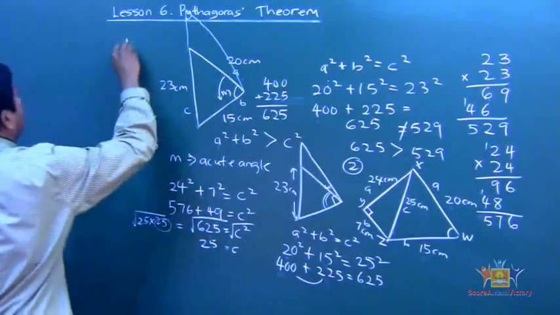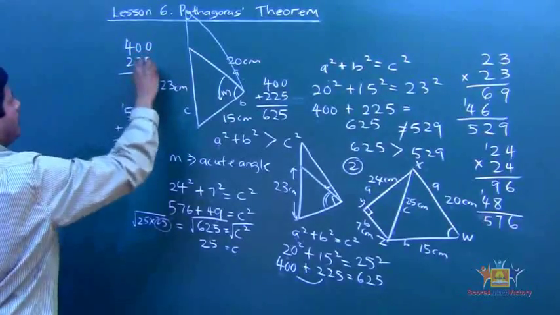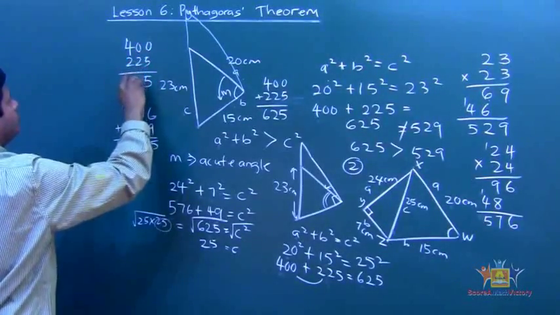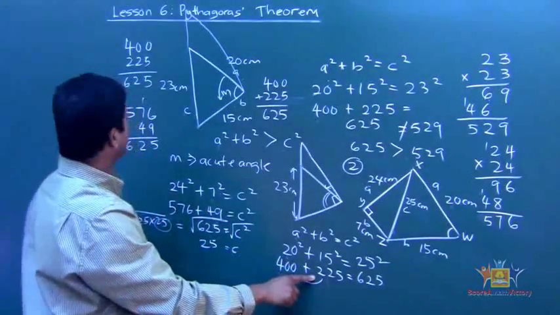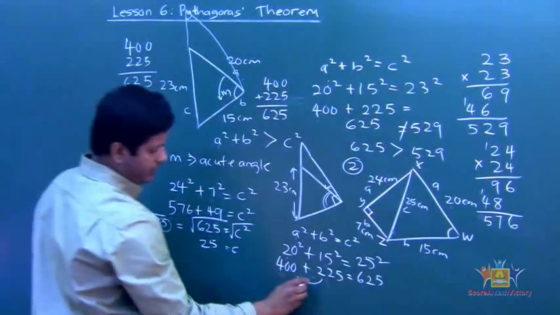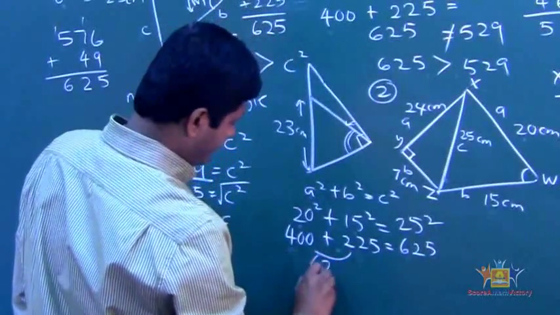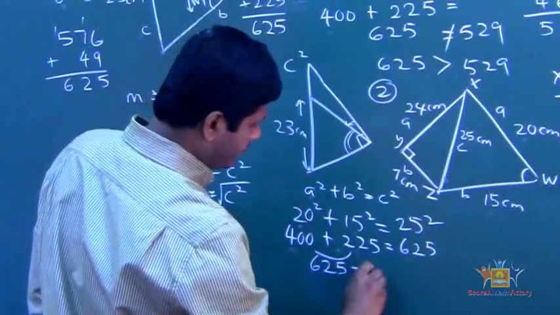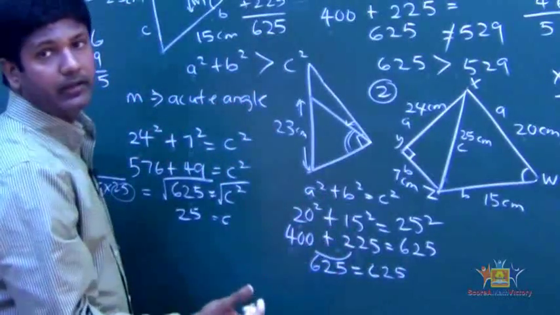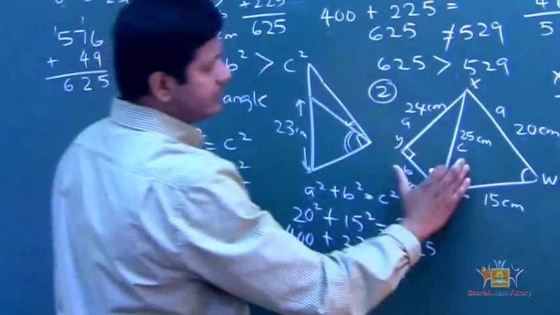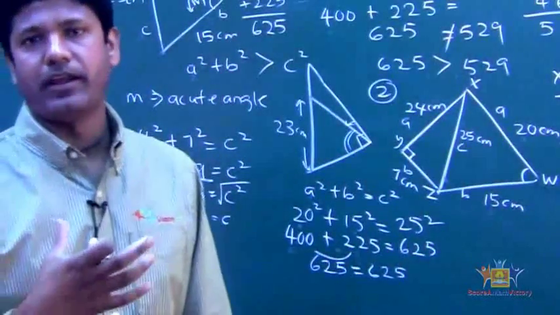So 400, we're going to add that with 225. 0 plus 5 is 5, 0 plus 2 is 2, 4 plus 2 is 6. Look at that. It does give us 625. So that tells us 625 equals 625 on the other side. This side equals the other side. So that tells us this triangle is also a right angle triangle.